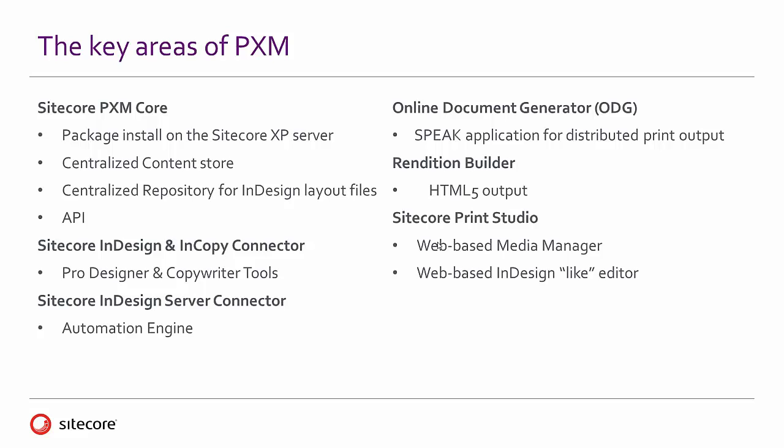Lastly, there's the Sitecore Online Document Generator, also known as the ODG. This is a Speak application. It lives on top of Sitecore and also on top of the InDesign server connector. And so this allows you to set up things like campaigns for distributed print output. Users can come in, modify content, and run through a simple workflow-like procedure for selecting content, adding personalization, and it will output a document and send it to them. Lastly, we have the rendition builder. This allows you to do some simple output with some HTML5 and interactivity that can be layered on top of that. So it allows you to do things like flipbook viewers.